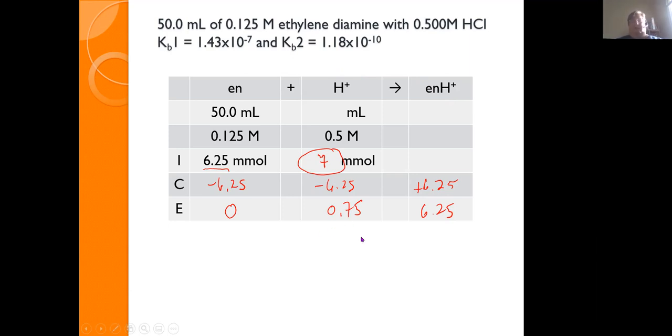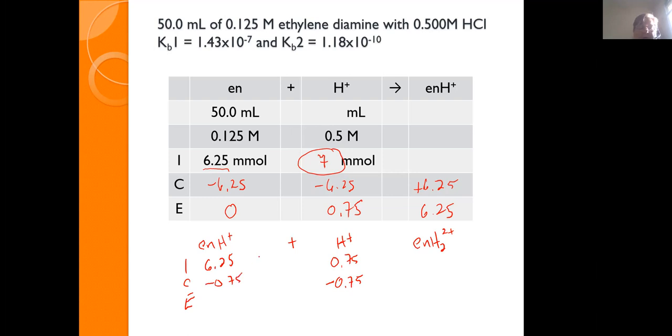This means we need to set up a second ice table, because we have an amphiprotic, which can act as both an acid and a base, and we have a strong acid. So we still have a reaction that can happen. We would have enH plus plus H plus going to enH2 2 plus, and we would just bring down the numbers from the previous ice table. So enH plus would be 6.25, and H plus would be 0.75. Now the H plus is the limiting reagent. So this is -0.75, this is -0.75, and this is +0.75. Then we have 0.75 at equilibrium here, this is zero, and 6.25 minus 0.75 is 5.5.